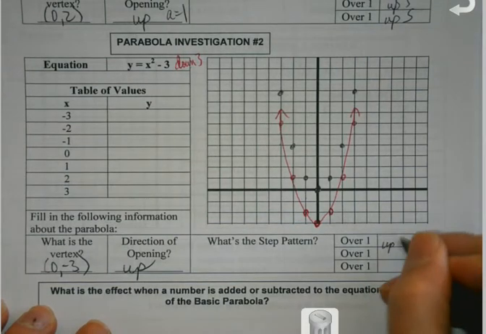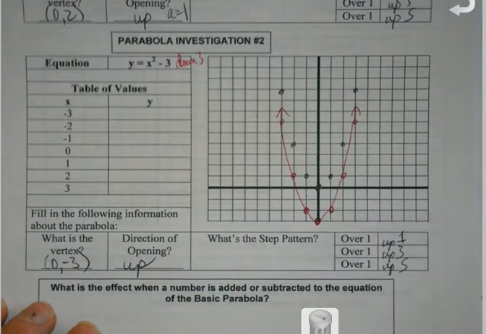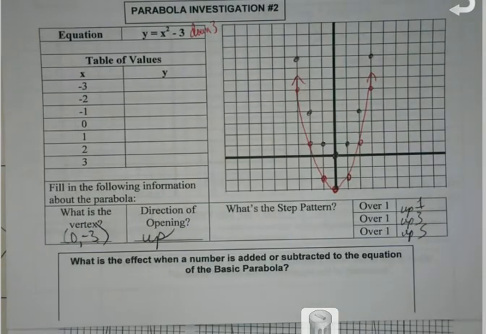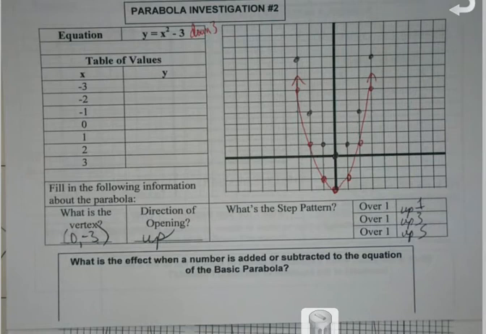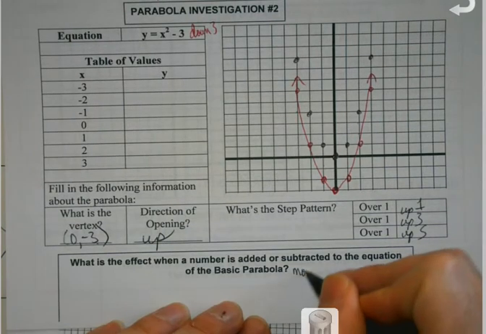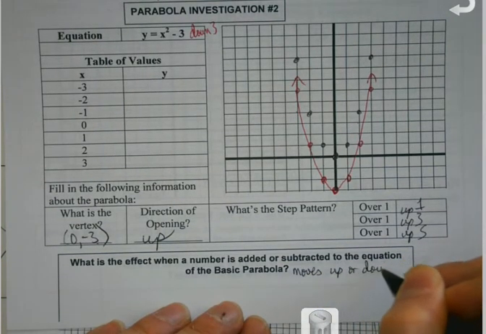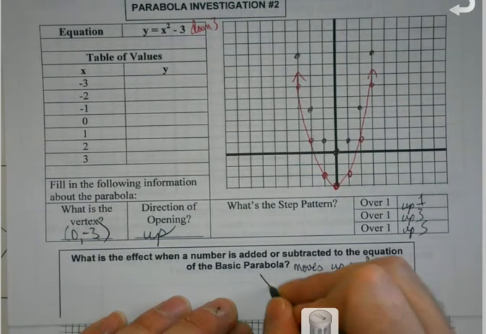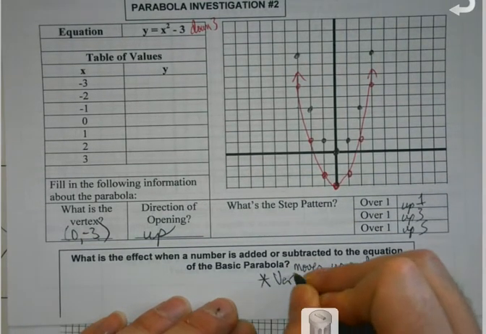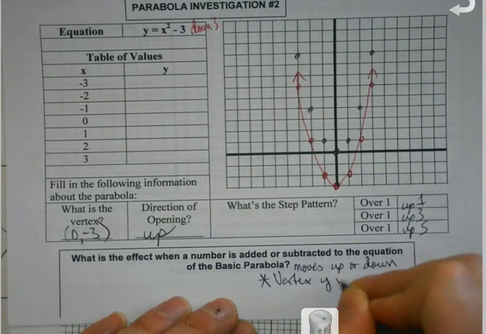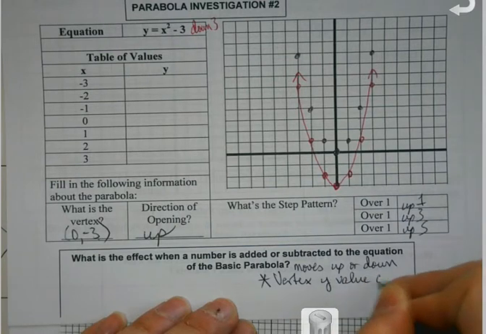But just keep telling yourself, hey, this pattern's the same, and I know this. This isn't going to be anything that's terrible. I'll rock this quiz out. What's the effect of a number added or subtracted to the equation of the basic parabola? Okay, it moves it up or down. But the bigger thing maybe here is my vertex's y value changes.